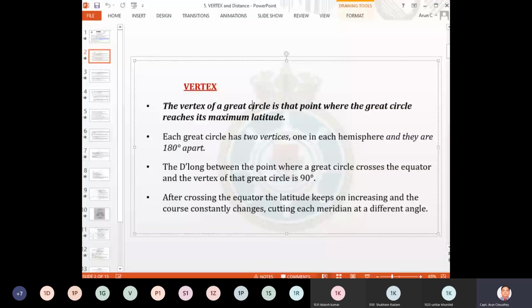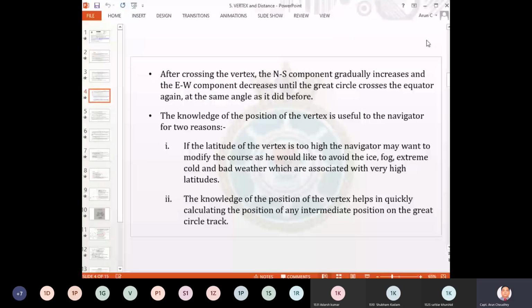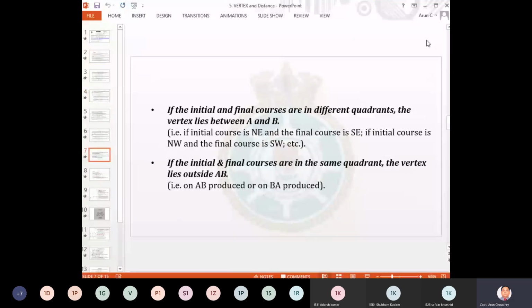Okay, is everybody clear what the vertex is? Just type Y for yes and N for no. So I hope everybody is clear what exactly the vertex is. Okay, so far so good. Now the concept that the vertex can lie within the course or outside that great circle course. Is that concept clear to everybody?